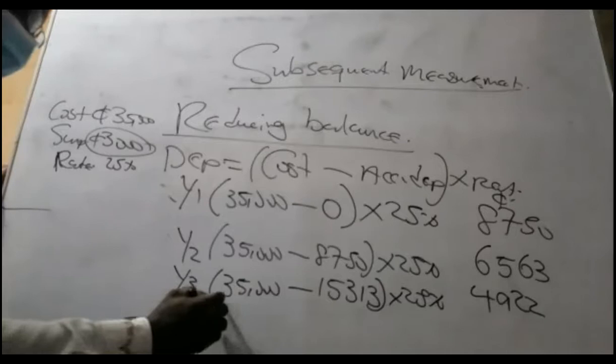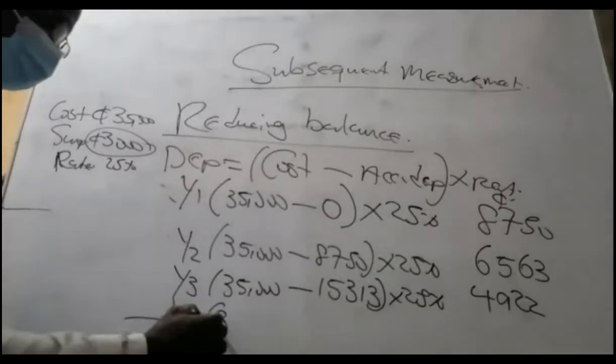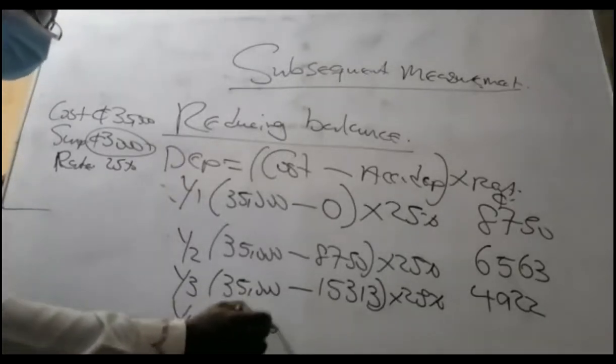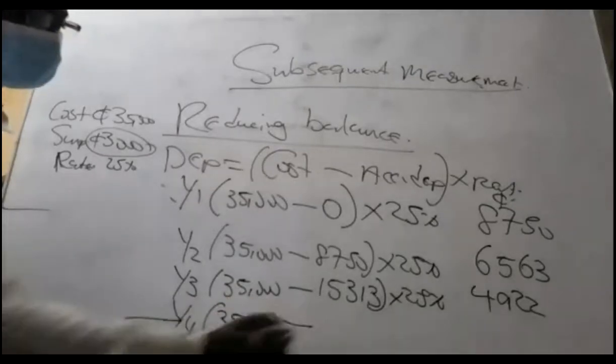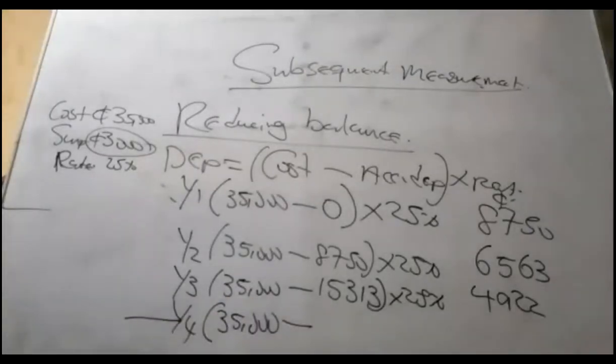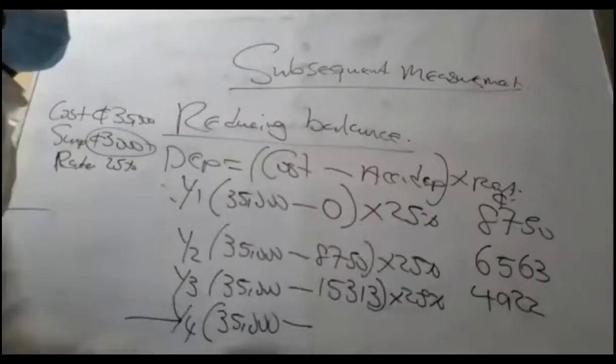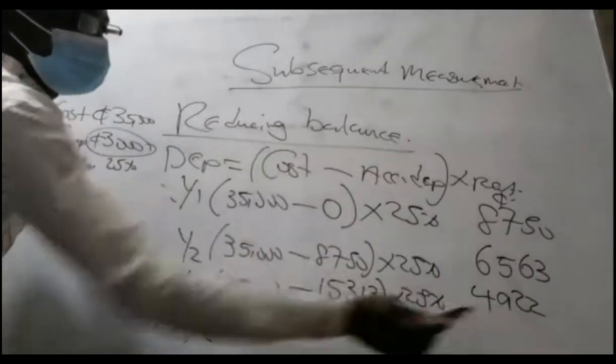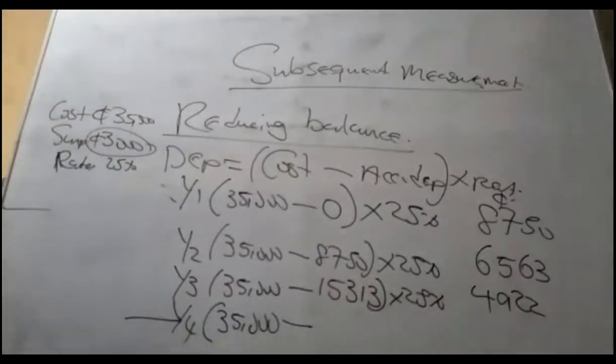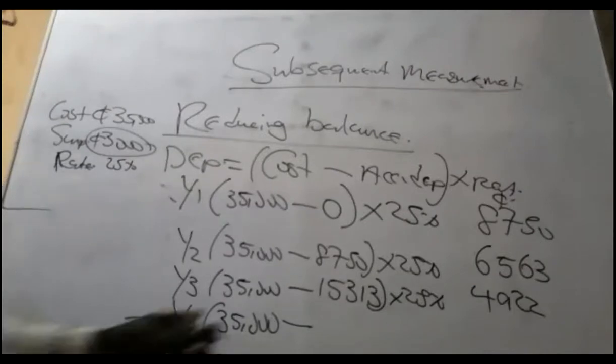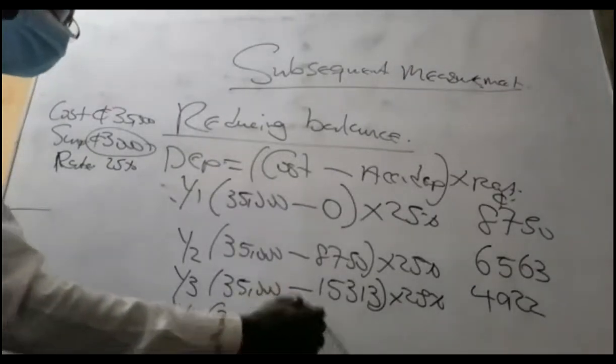So here too, I'll get the carrying amount first, or the net book value, less all depreciation charged so far. I'll add years 1, 2, 3 together, or just add 4,922 plus what? 15,313. So the depreciation alone will give us 20,000.